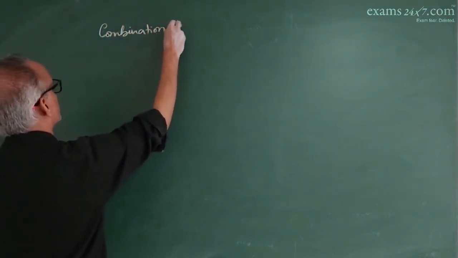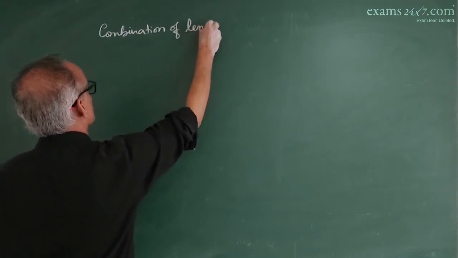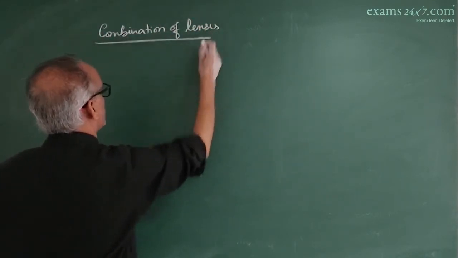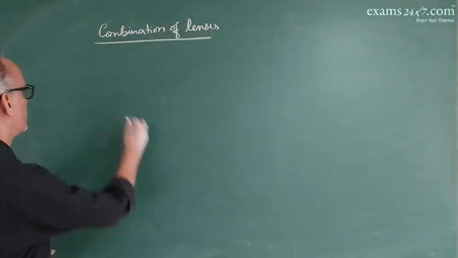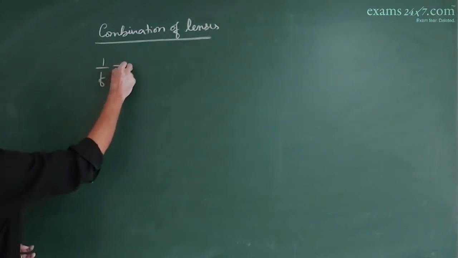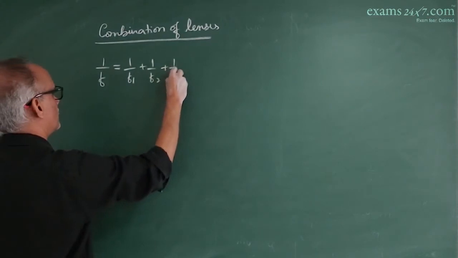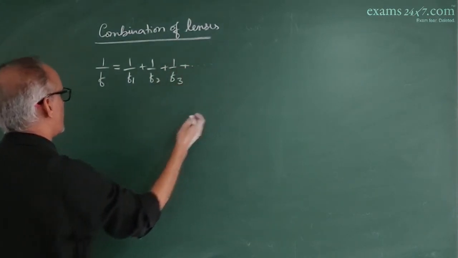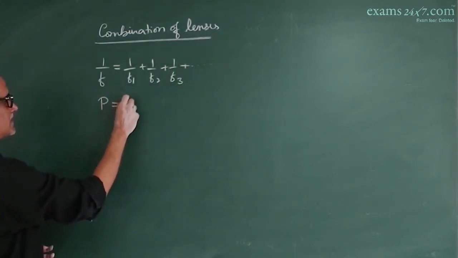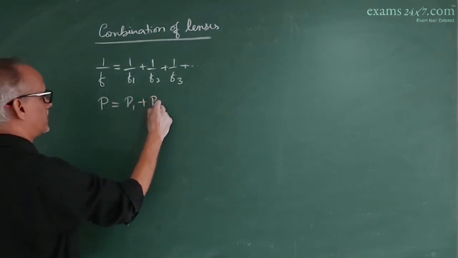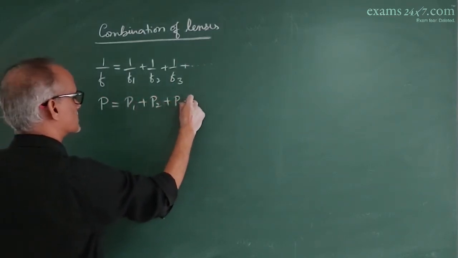Combination of lenses. When a number of lenses are placed in contact, the reciprocal of the effective focal length is equal to the sum of the reciprocals of the individual focal lengths. Whereas the power of the effective lens is equal to the sum of the powers of the individual lenses.